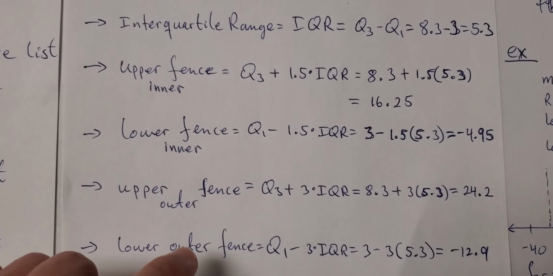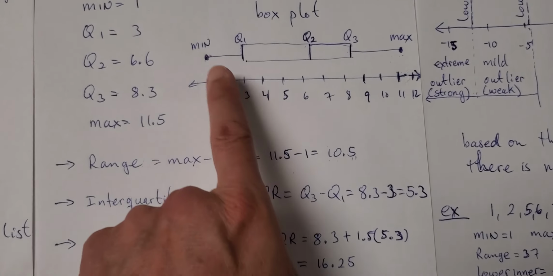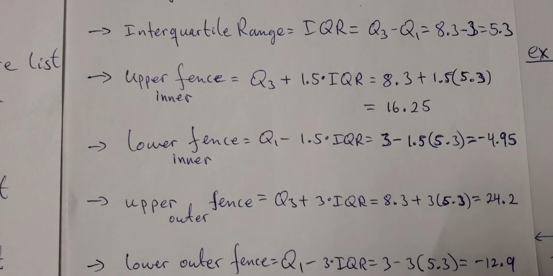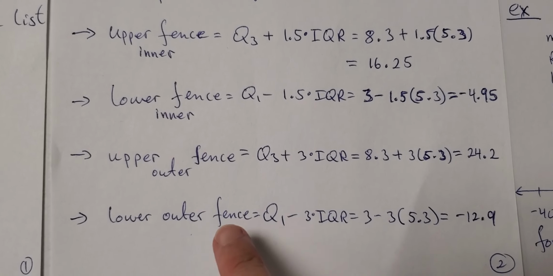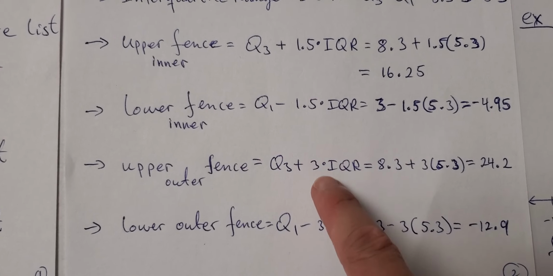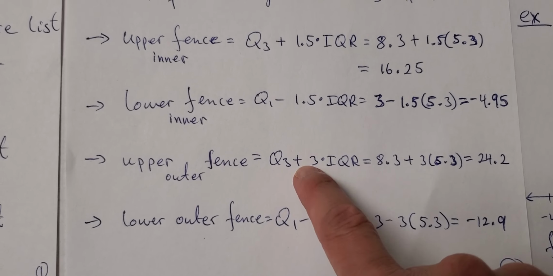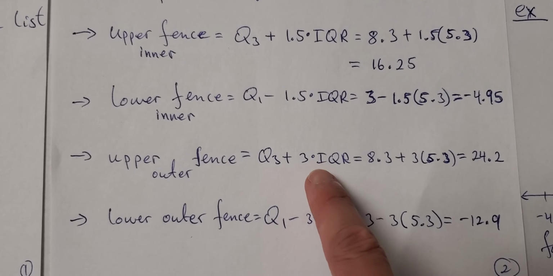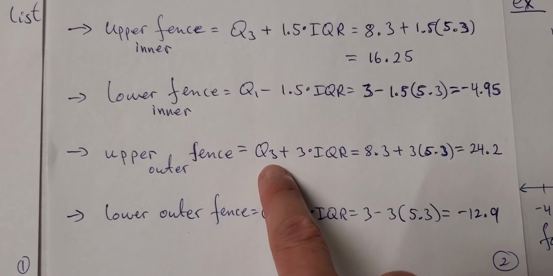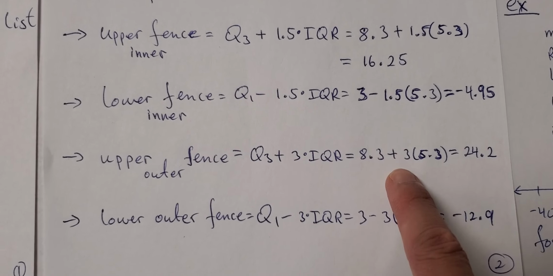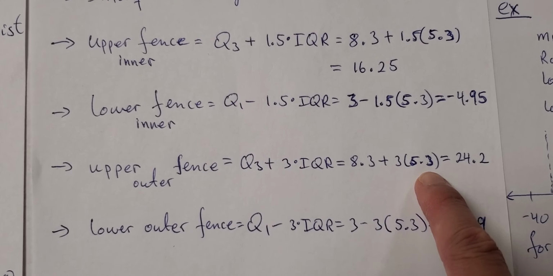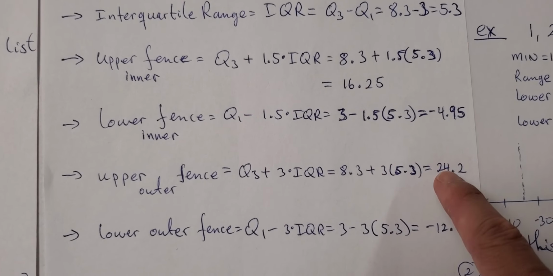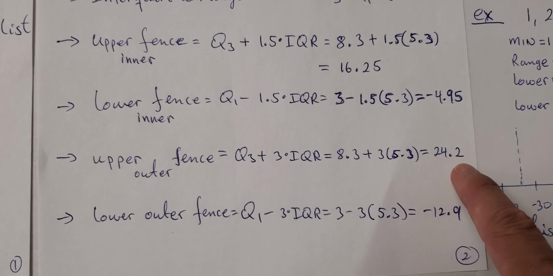Okay? Now we need to find the outer. The outer is when it's way out on this side and also way on the other side. Okay? So here is the upper outer and lower outer fence formula. Same formula, the only difference is plus and minus. For upper, you do Q3. For lower, you do Q1. So same thing, just plug all these numbers in. Q3 is 8.3 plus 3 times IQR, which is 5.3. Again, where did I get the 5.3? Which is up here. Okay, and then you do your algebra, so it comes out to be 24.2.